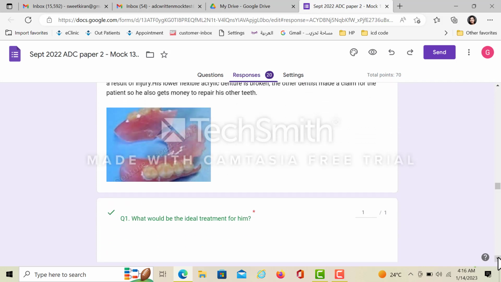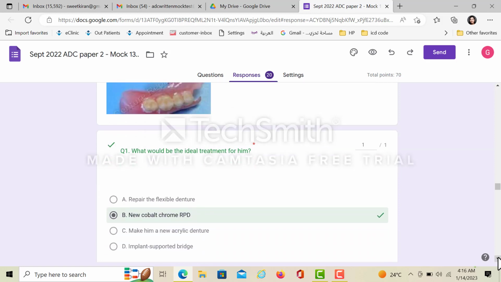Anyways, let's see the first sub question. It is, what would be the ideal treatment for him? They are asking about the RPD. Since the lower flexible denture is broken, instead of asking what you should do, they are asking what would be the ideal treatment. Now, the ideal treatment for an RPD when a patient has attrition, lower anteriors present and some of them broken, has to be cobalt chromium. That's the ideal RPD.